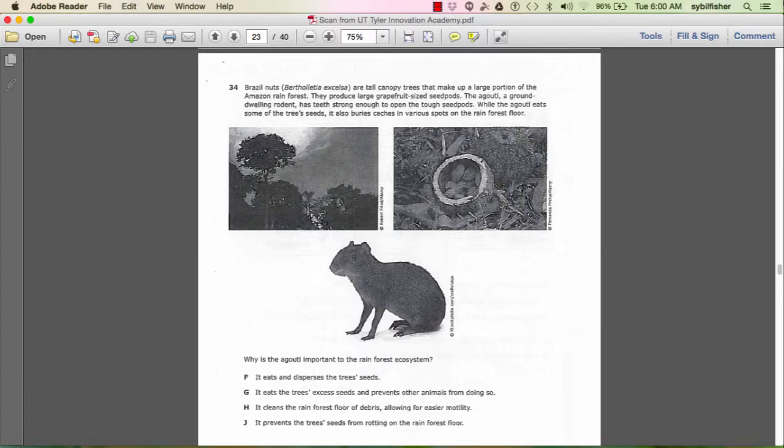F. It eats and disperses the tree's seeds. G. It eats the tree's excess seeds and prevents other animals from doing so. H. It cleans the rainforest floor of debris, allowing for easier motility. Or J. It prevents the tree's seeds from rotting on the rainforest floor.